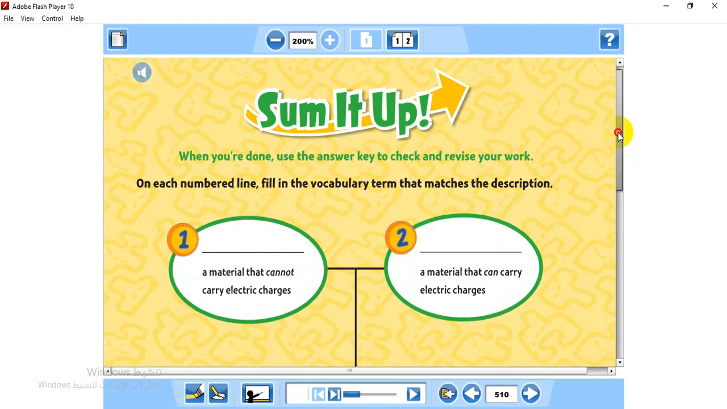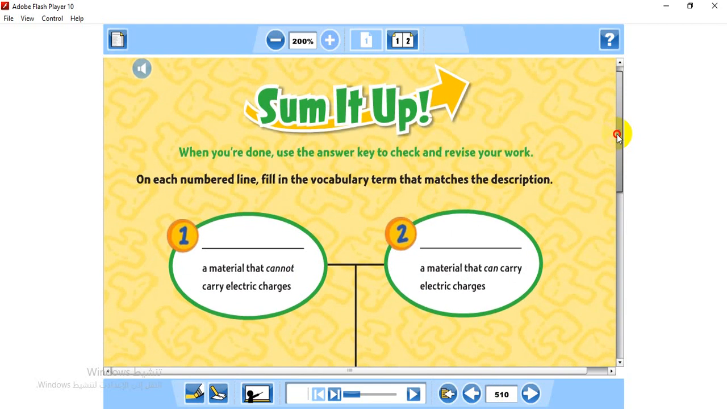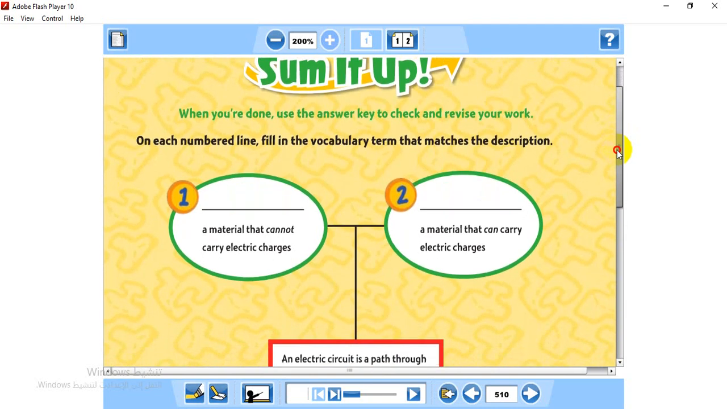The first question here is asking you, on each numbered line, fill in the vocabulary terms that match the descriptions. Okay, 1. Here they give you two definitions, or scientific definitions, and you have to give the scientific term of each definition here. Okay guys, let's start with the first one, number one.